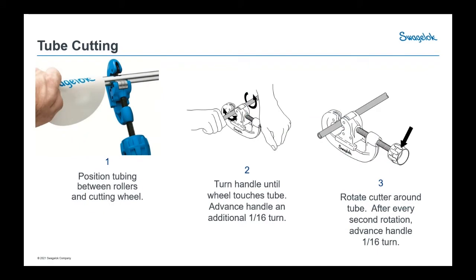So when you go to cut the tubing, all that's really necessary is just position the tubing in between the rollers and the cutting wheel. Then you want to advance the cutting wheel in until it touches the tubing, and then rotate the cutter around the tubing or rock it back and forth. Try to get a couple of revolutions in each time, and then advance the wheel another 1/16 of a turn into the material. Be sure that you just don't rush this process though, because if you do, you're going to shorten the life of the cutting wheel, or you could risk damaging it or breaking it.